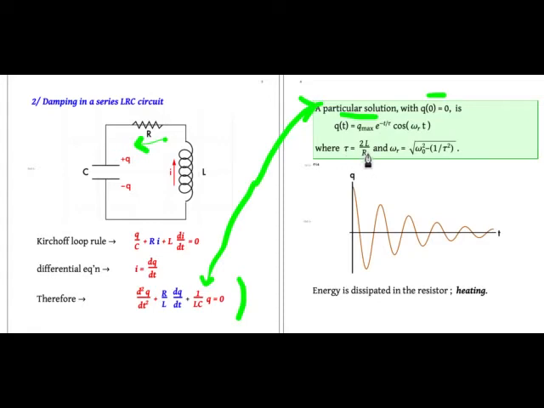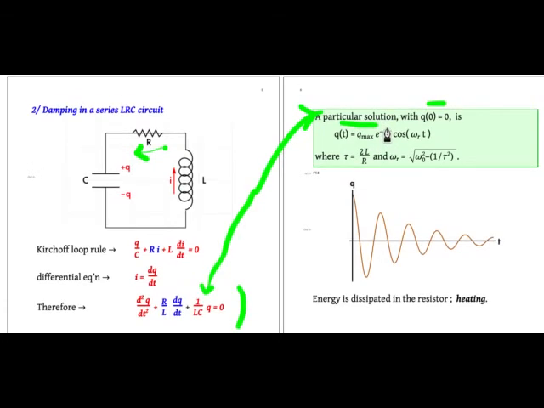If R goes to 0, no resistance, then tau goes to infinity, and this becomes just e to the minus 0. E to the minus 0 is 1, and this goes to cosine omega 0 t. So I'm back to the case of the ideal LC circuit.